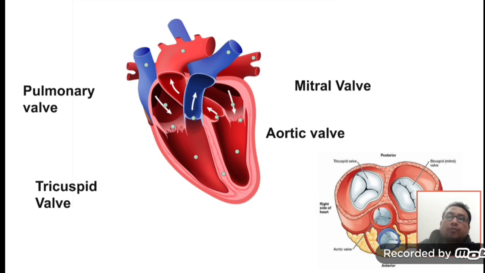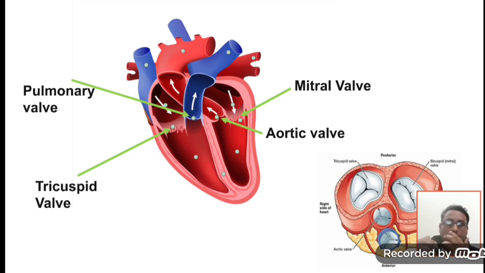Now, there are four valves in our heart. Okay, the first one is the pulmonary valve, second, the tricuspid valve, third is the mitral valve, and fourth is the aortic valve. What is the function of a valve? Okay, as we know, valves can be called the regulators of our heart and where the blood is flowing. So they take care of the unidirectional flow of the blood.